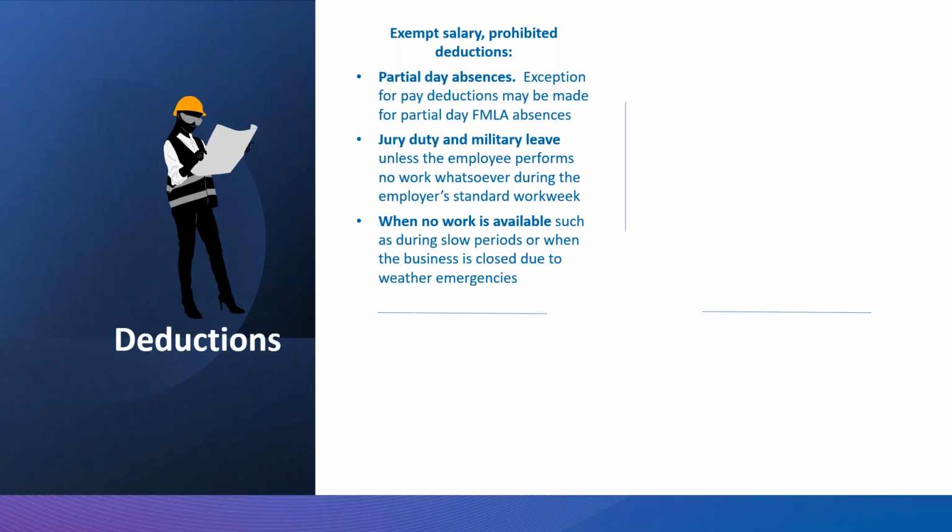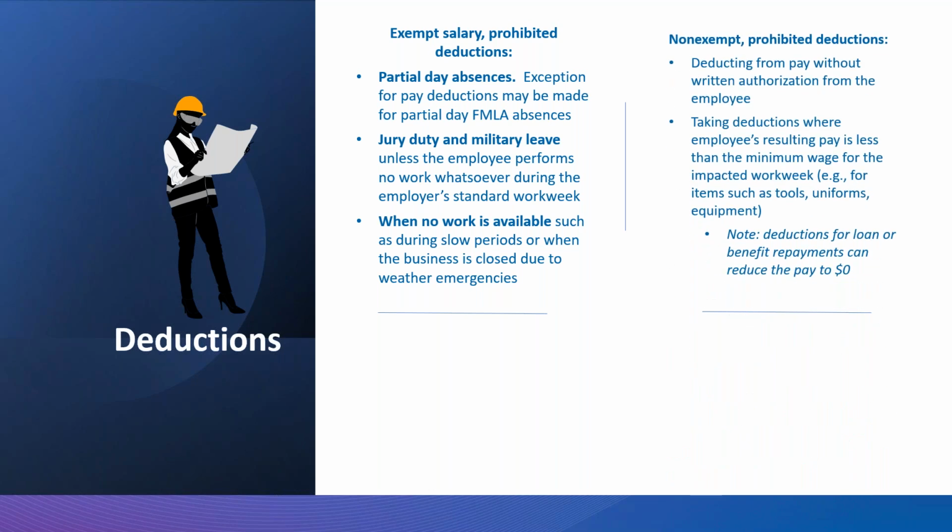that full weekly salary. Some prohibited deductions that we often get asked about are partial day absences. So if they work a half day, they need to get paid for that full week. Same thing if they're off for jury duty or maybe a day for military leave. Again, you're always looking at the work week, or if they're working during a company closure. So if it's slow or maybe you're going to be closed for a couple days, that exempt salaried employee needs to get their full weekly salary for that week.